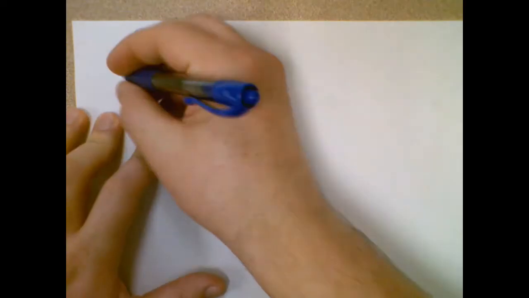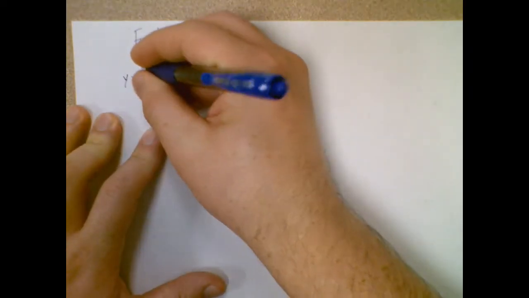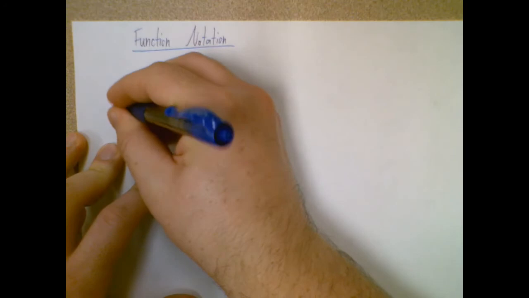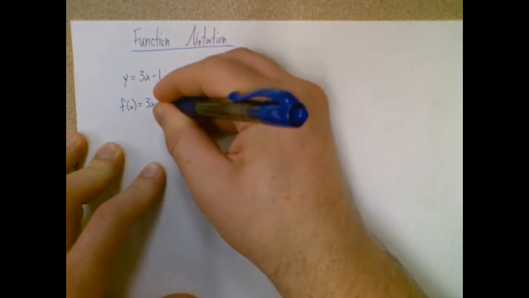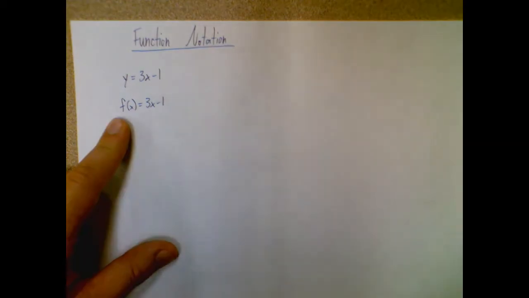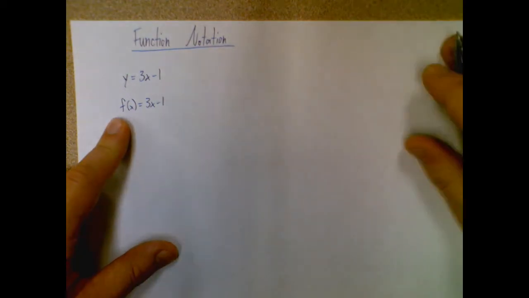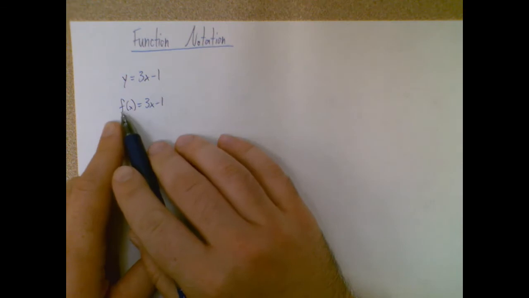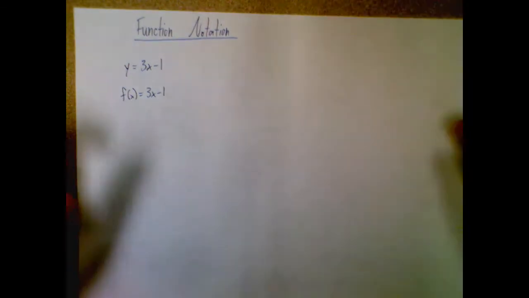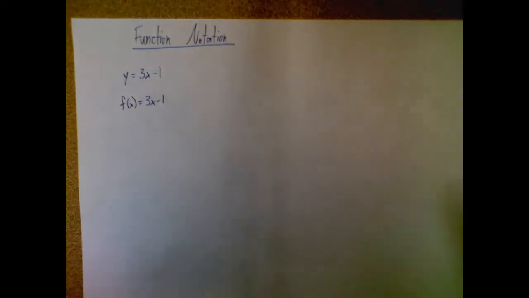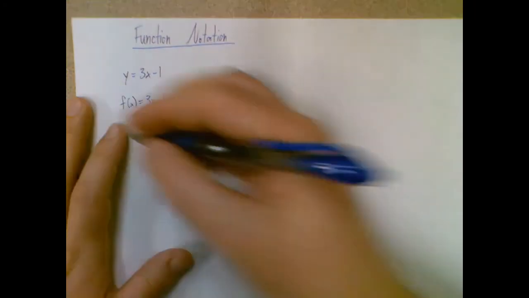If it is, we'll change it from something like y equals 3x minus 1, and we're going to make one little shift. We're going to change that y into f of x. Now it doesn't always have to be f. It could be a g or an h or something else. But that notation of letter, parenthesis, x tells you that it is a function. So that is known as function notation.